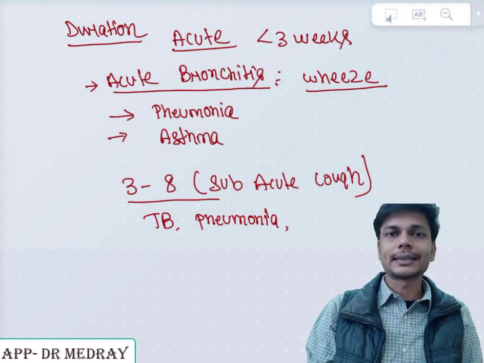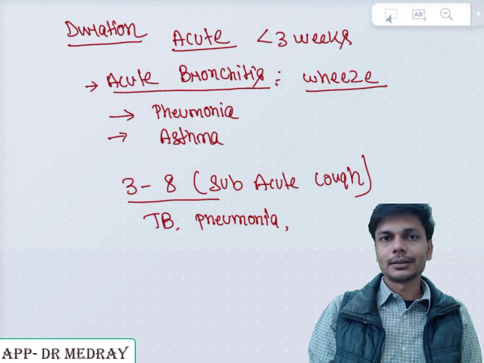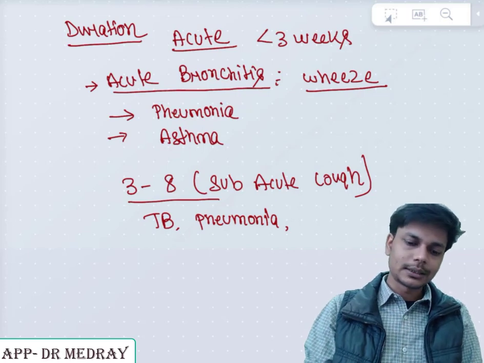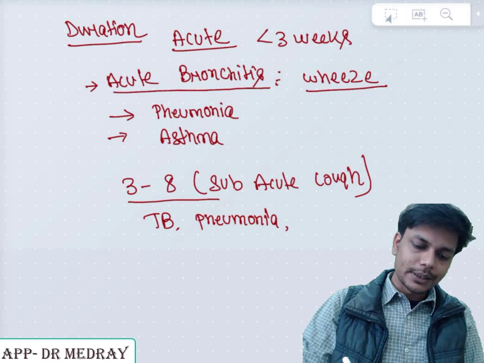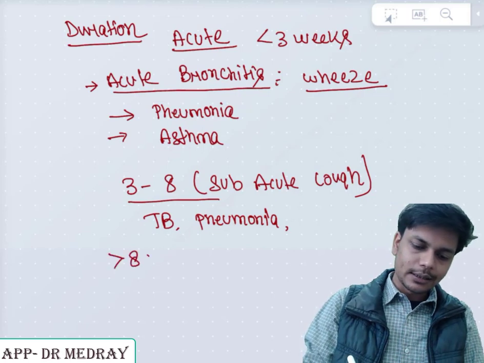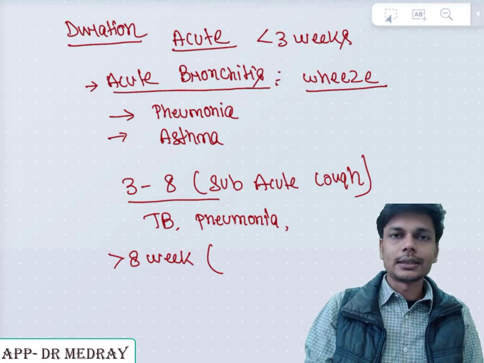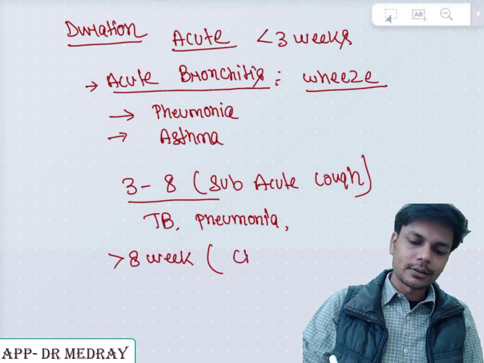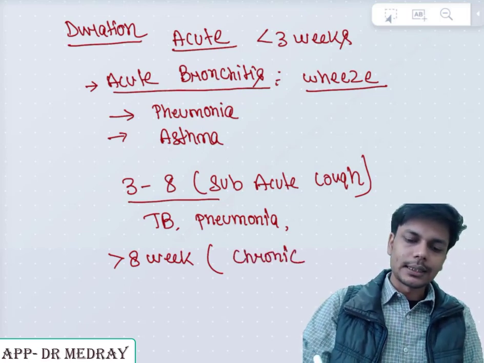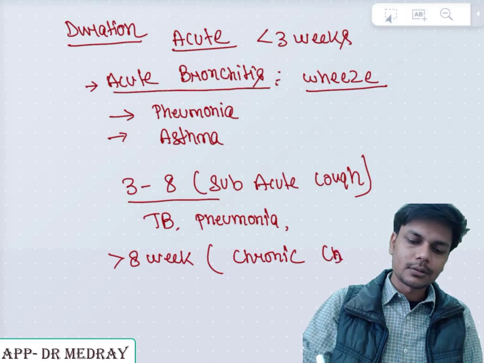Post-viral cough can also extend beyond 3 weeks. It usually takes 2 to 3 weeks to subside, so beyond 3 weeks, post-viral cough can also present in the form of subacute cough. If the duration of the cough is more than 8 weeks, it is usually a chronic cough.